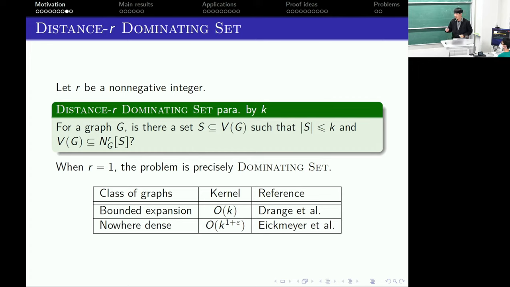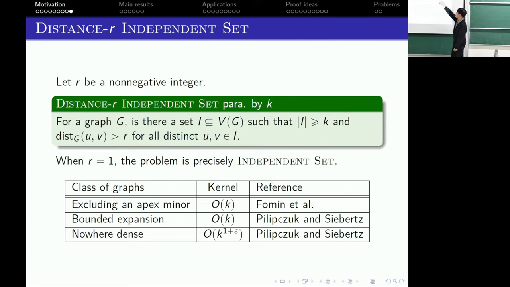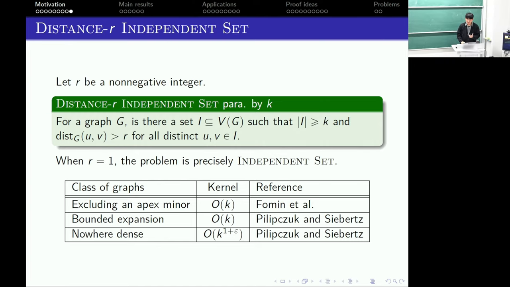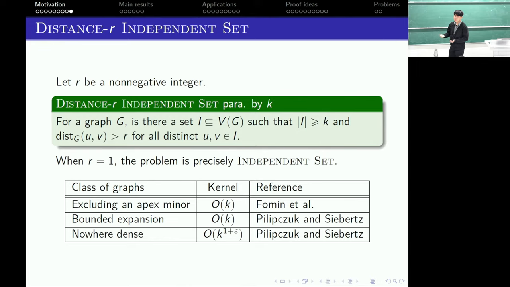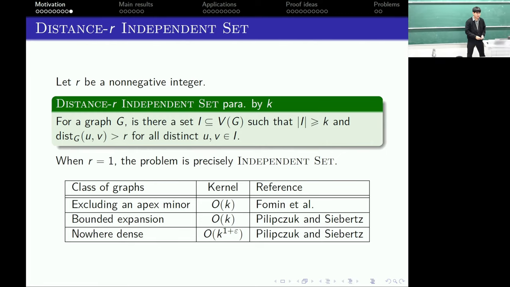We can also think of a generalization of the independent set problem in this manner. In the distance-r independent set problem, we are going to find a set I of size at least k such that the distance between any two vertices in it is larger than r. Again, if r is 1, then the problem is precisely the independent set problem. There are also known results about distance-r independent set. Fomin et al. showed that if we exclude an apex-minor-free graph as a minor, then the problem admits a linear kernel. And Pilipczuk and Siebertz showed that on bounded expansion graphs it admits a linear kernel, and an almost linear kernel on nowhere dense classes of graphs.